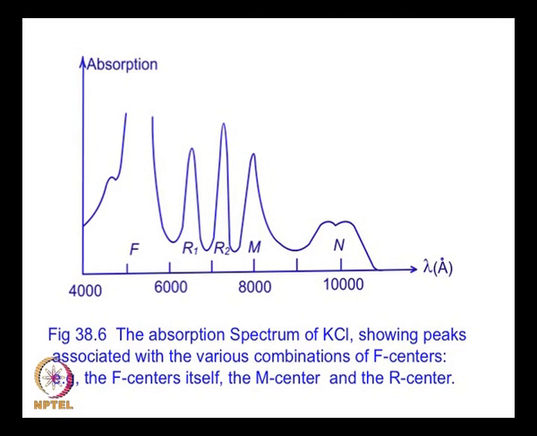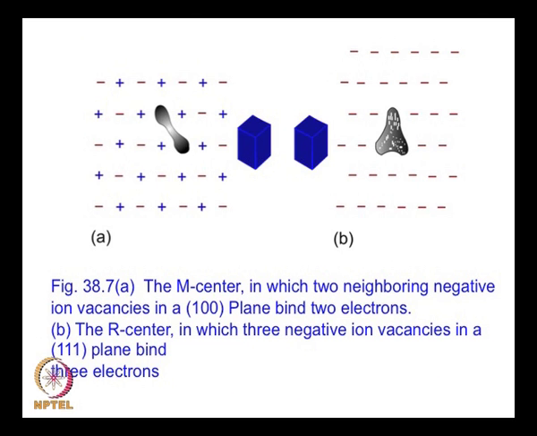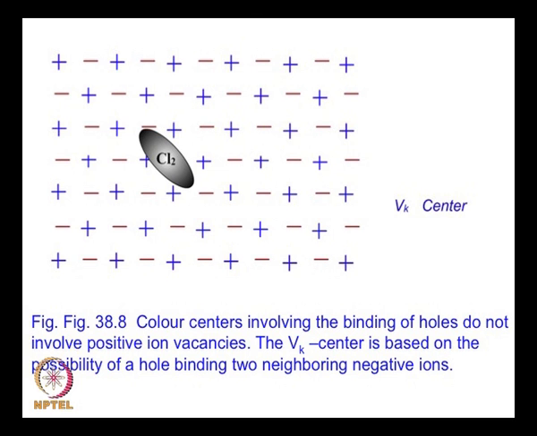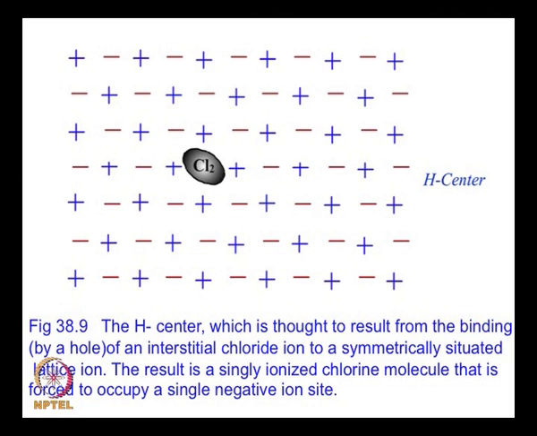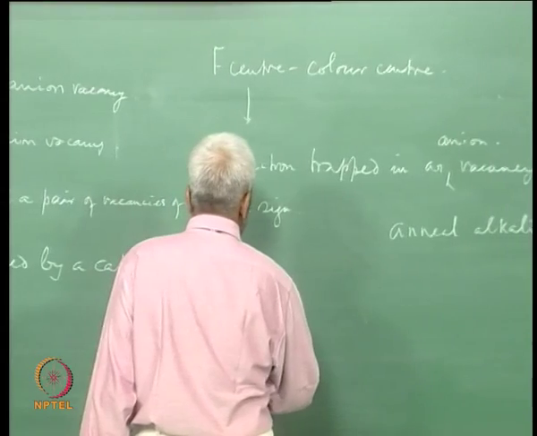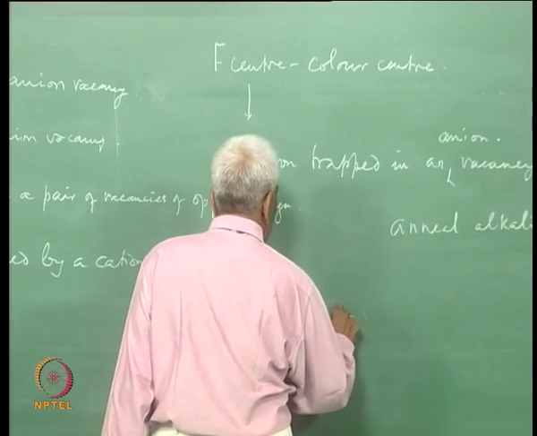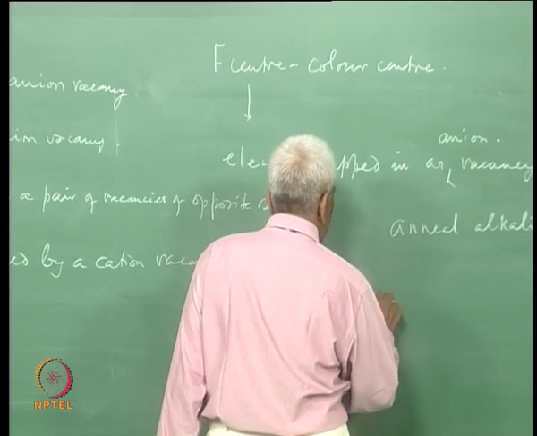So, the absorption spectra of the different types of centers in KCl are shown in the next figure, and the composition of the different types of centers: the M center, the VK center, the H center. H center is similar to the VK center, but it is in an interstitial state.